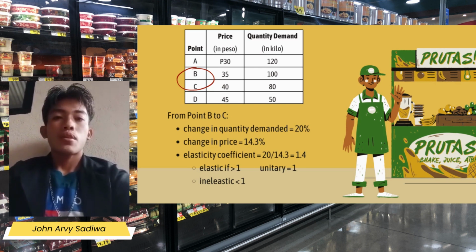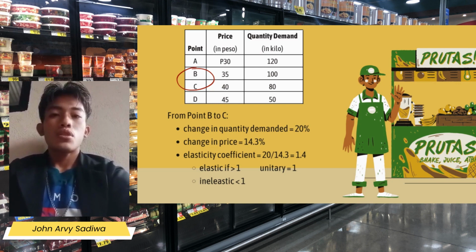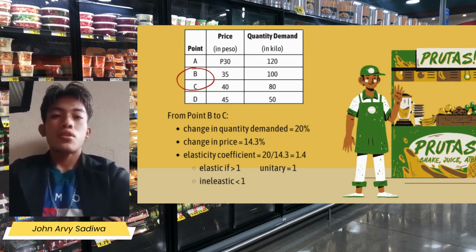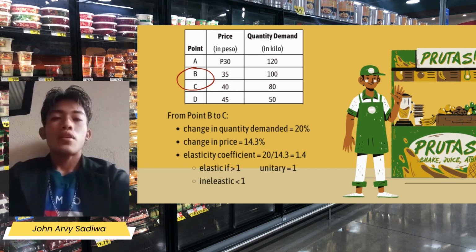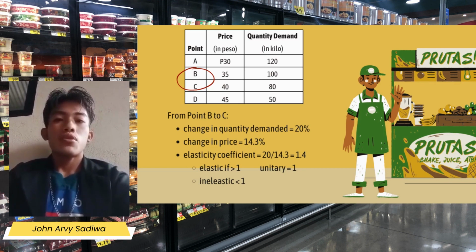14.3%. To get the elasticity coefficient, we divide the change in quantity demanded by the change in price, which will give us 1.4. Since it is greater than 1, the demand is elastic. If it is less than 1, it will be inelastic, and if it is equal to 1, it will be unitary.